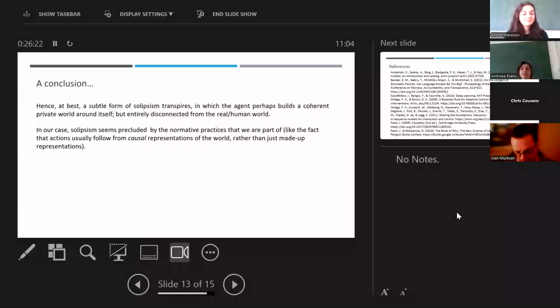In our case, the human case, on the other hand, solipsism seems precluded by these normative practices that we are part of, like the fact that actions usually follow from causal representations of the world around us, rather than just made-up representations. For example, we call firefighters to extinguish a fire because there is a fire. The model, on the other hand, chooses in our discussion this action because its reward in relation to the outcome extinguishing fires is very high, is positive.